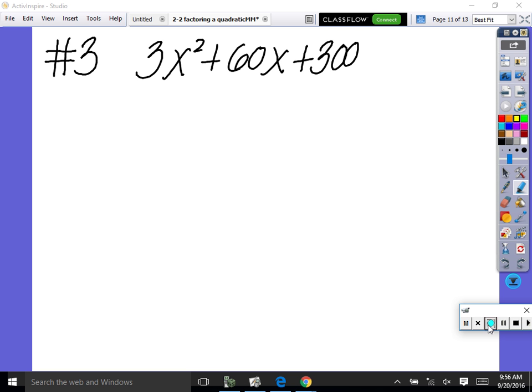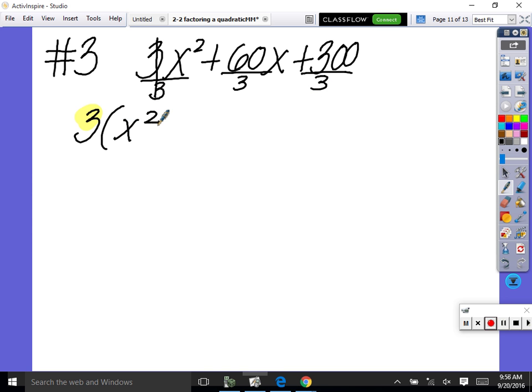Isn't there a 3 in common in all the terms? That would be my first step, and if we do that, it's going to make it much smaller. So let's factor out a 3. Now if you factor out a 3, you've got to write the 3. It doesn't just disappear. So we pull out a 3. Now go back, divide each term by 3. So then we're going to have an x squared, and then what's 60 divided by 3? Yep, so plus 20x, and then 300 divided by 3. Yep, very good. So now we've factored out a 3.